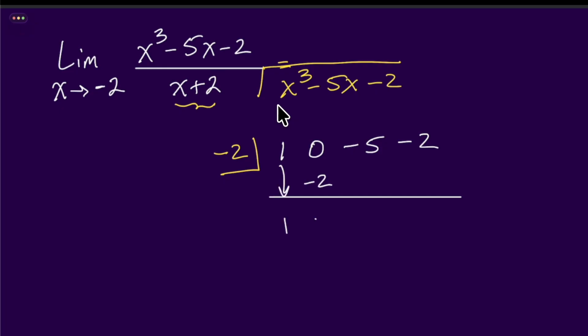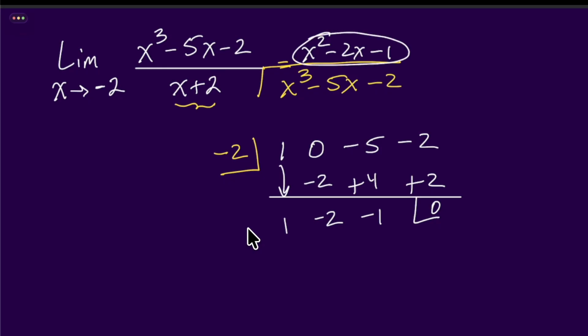We're going to multiply, then add. Multiply, then add. The fact that we get 0 here means there's no remainder, and that this is the second factor. So on the top, we're going to have x squared minus 2x minus 1 as the other factor, and that times that would give us the dividend.